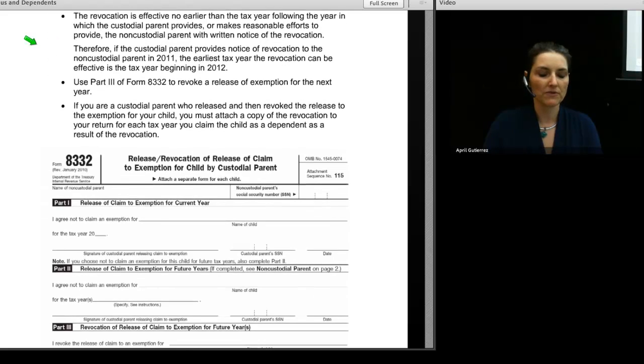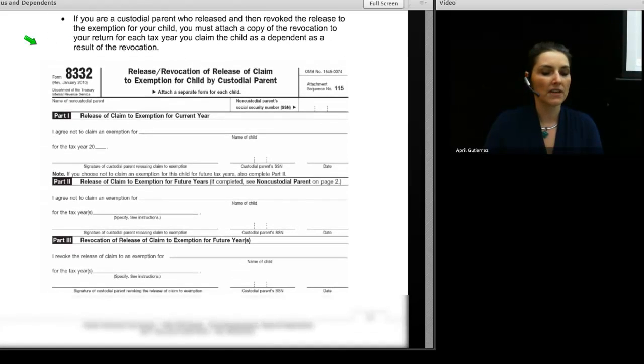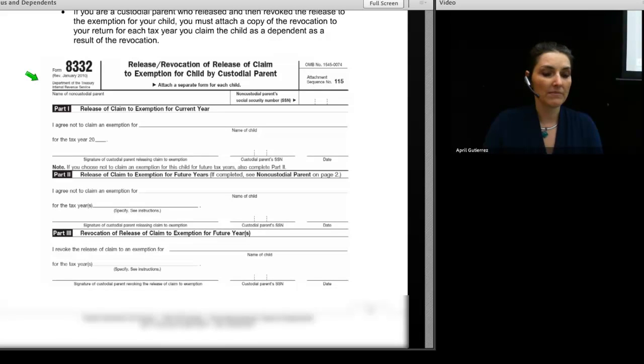This is Form 8332. It is one of the forms that you would mail to the IRS attached to Form 8453 if you electronically file. So if you're claiming a child on your return and you are not the custodial parent, the custodial parent needs to sign this form, and then you attach this form to your return or you mail it in with Form 8453 if you're e-filing.